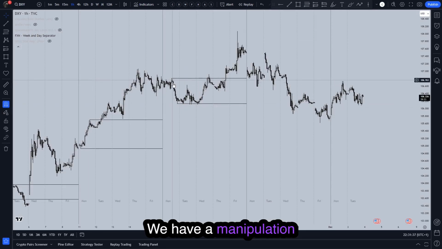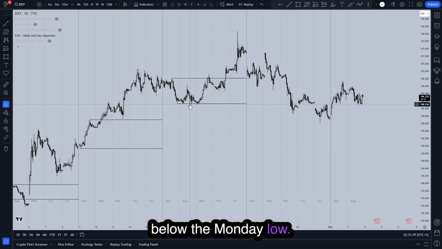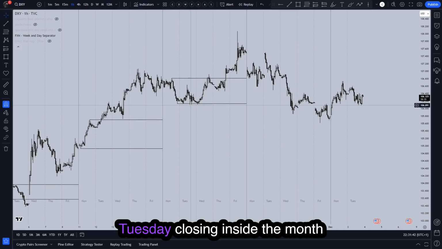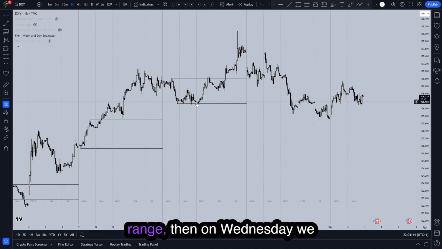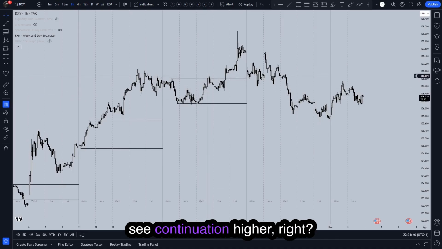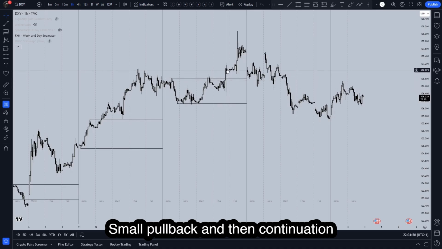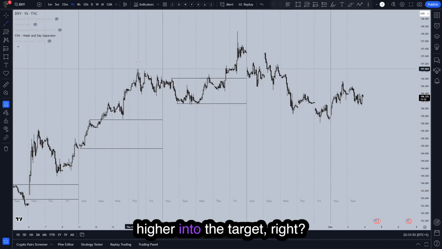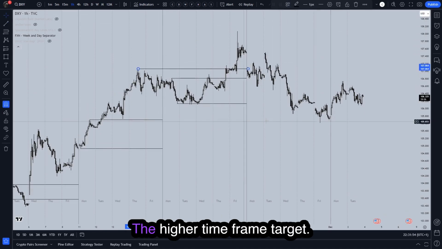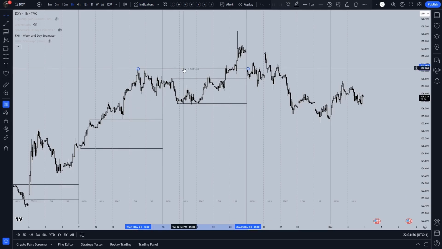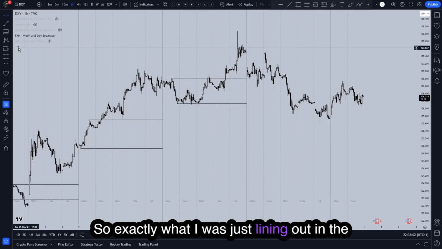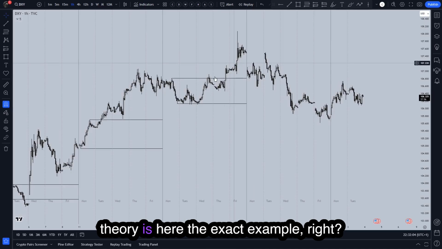We have a manipulation below the low on Tuesday, closing inside the Monday range. Then on Wednesday we see continuation higher, right? Then what do we see? Small pullback, and then continuation higher into the target, right? The higher time frame target. So exactly what I was just lining out in the theory is here the exact example, right?